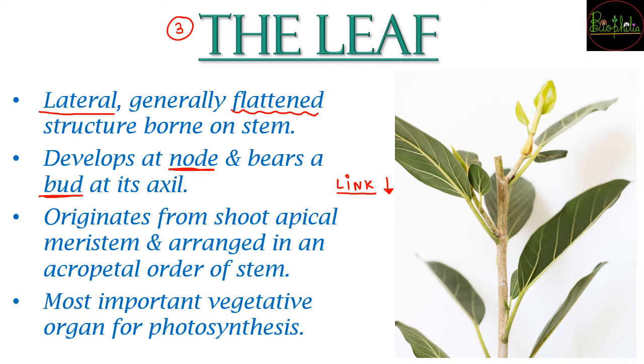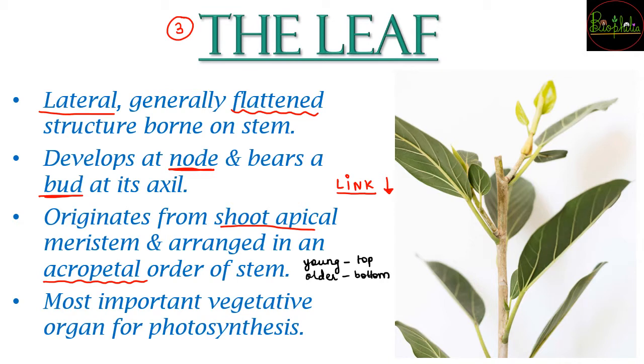So the leaves are going to originate from the shoot apical meristem and it is also going to get arranged in the acropetal order. What is acropetal order? Acropetal order is going to refer to the young leaves or the young organs of the plant being located at the top area. So ऊपर की side पे the young leaves are going to be found, whereas the older leaves are going to be found at the bottom region.